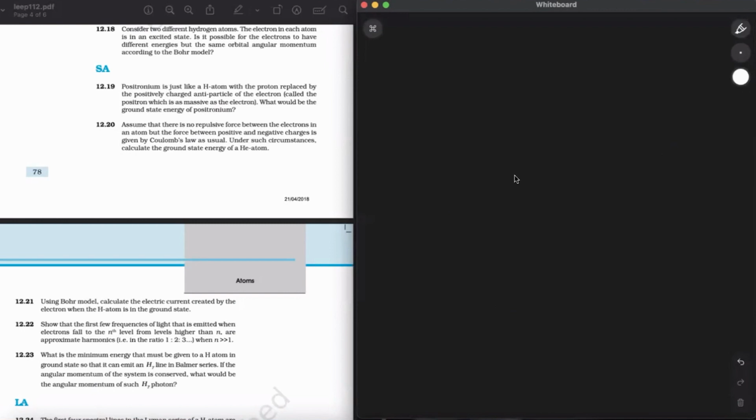Moving on to the next question. Using Bohr model, calculate the electric current created by the electron when the H atom is in the ground state. Alright. So electric current क्या होता है? I is equals to Q by T. Okay. The charge divided by the time.